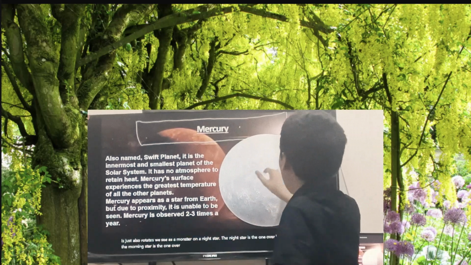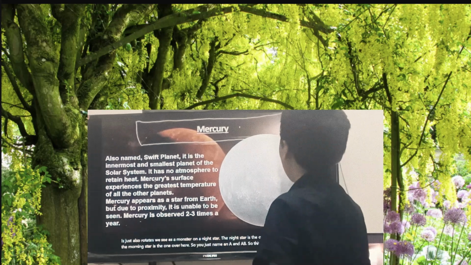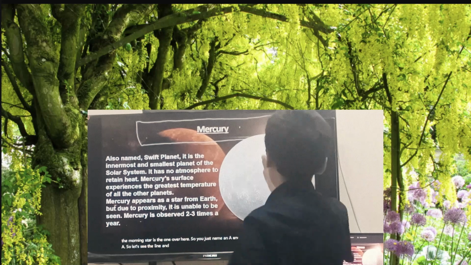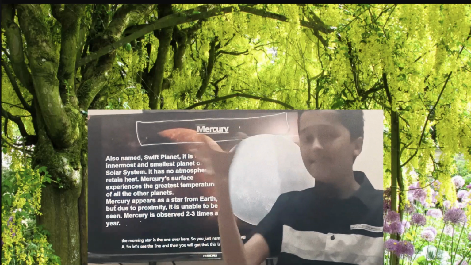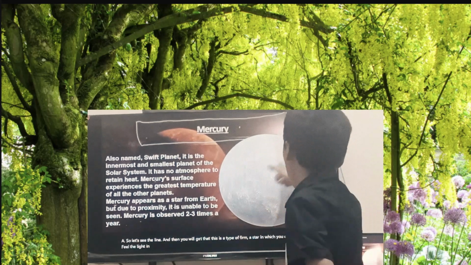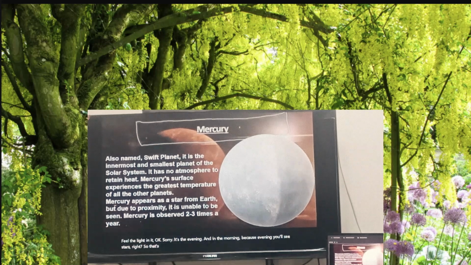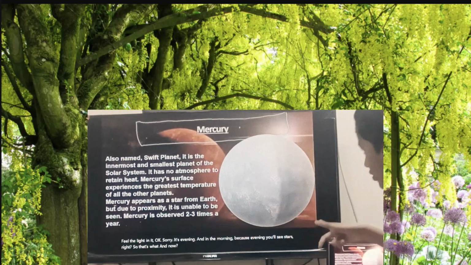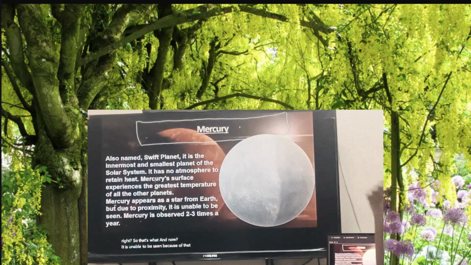So you just name an A and a B. So this is a B and this is an A. See the line, and then you will get that this is a type of star in which you can feel the light. Okay, sorry, it's the evening and then the morning, because in the evening you'll see stars, right? So that's one. And now it is unable to be seen because of the light structure.